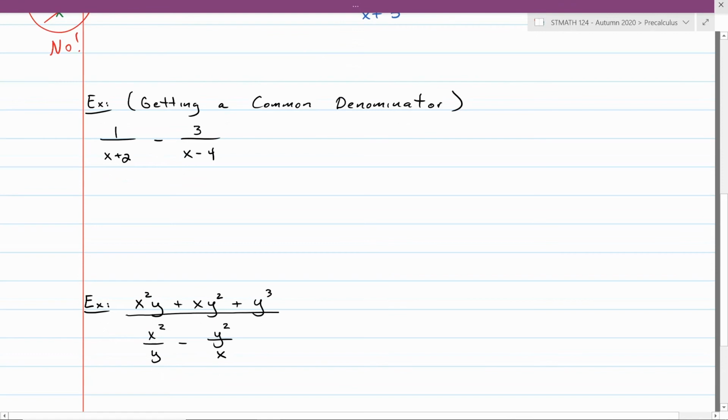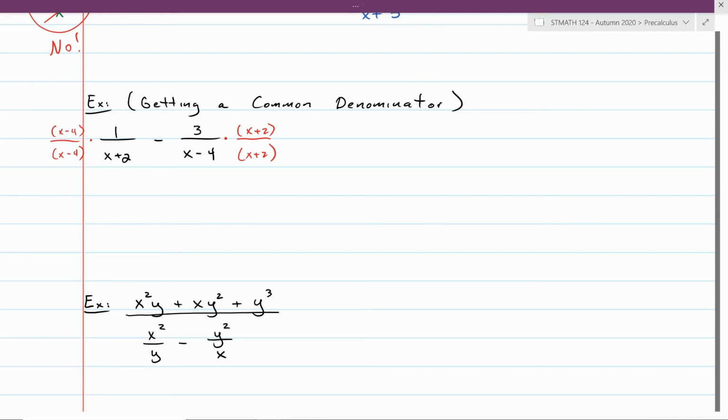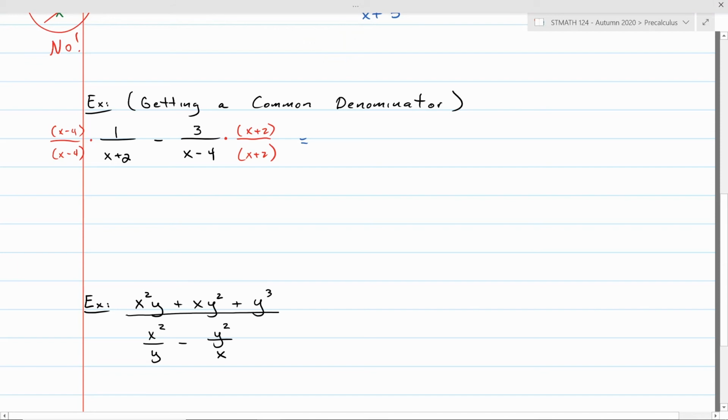So if I wanted to get the common denominator of x plus 2 multiplied times x minus 4, I would need to take the second fraction there and multiply it times x plus 2 over x plus 2. And I would need to take the first fraction and multiply it by x minus 4 over x minus 4. And what I'm really doing is multiplying by 1, so I'm not changing the value of the original expression.